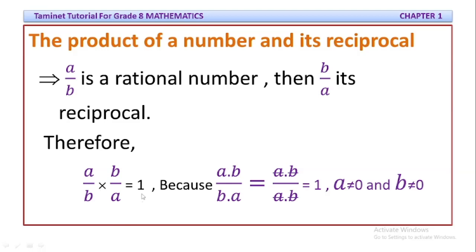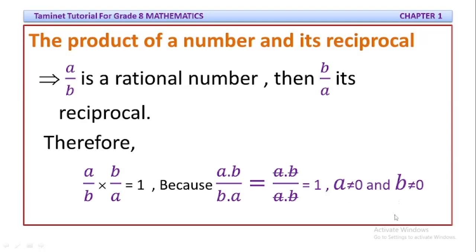So a over b times b over a is equivalent to 1. This is always true because we can cancel a over a, b over b. Finally, we can get 1 here because, according to the rule of multiplication, a times a, b times b. So a with a, b with b. Finally, the quotient will be 1. a and b must be different from 0.